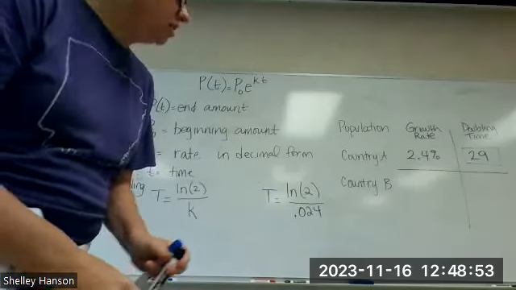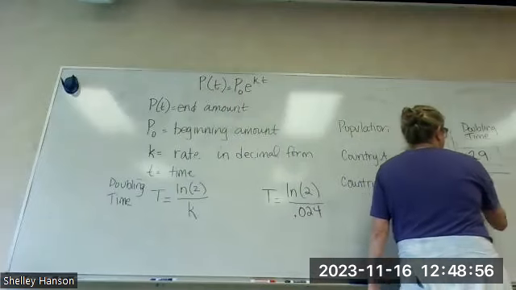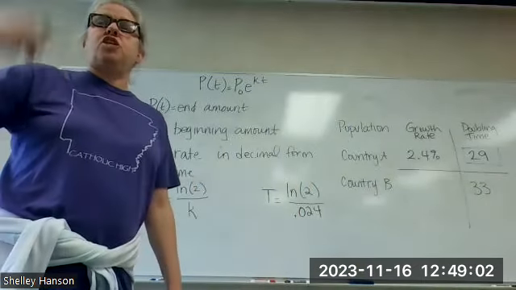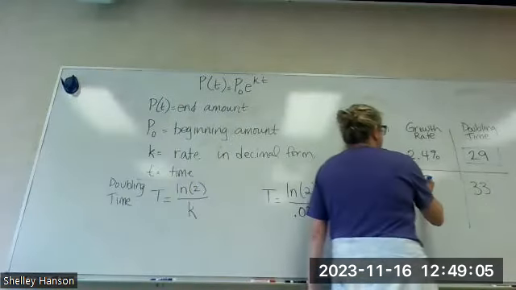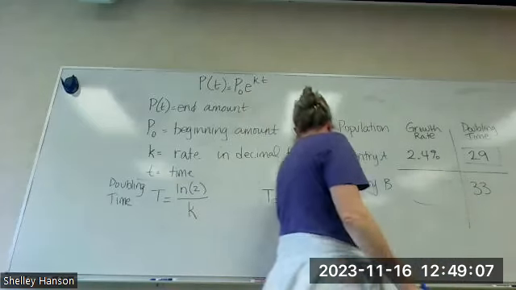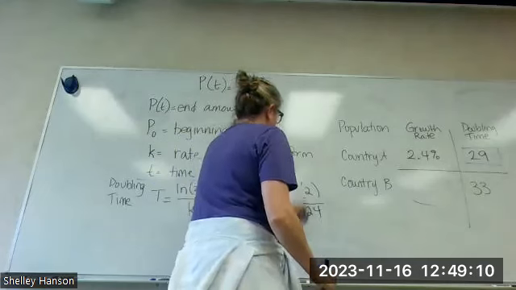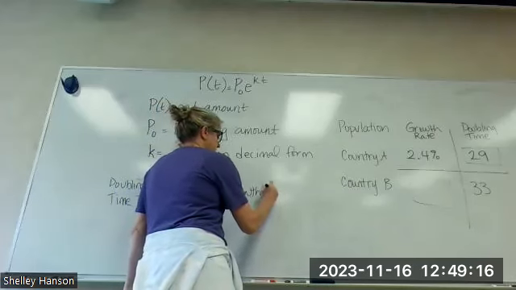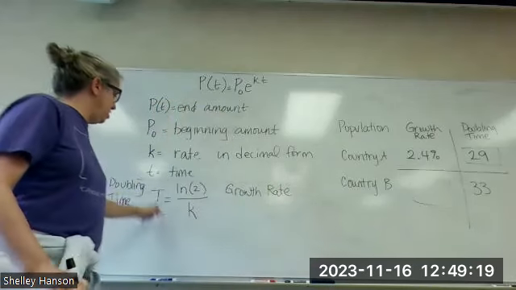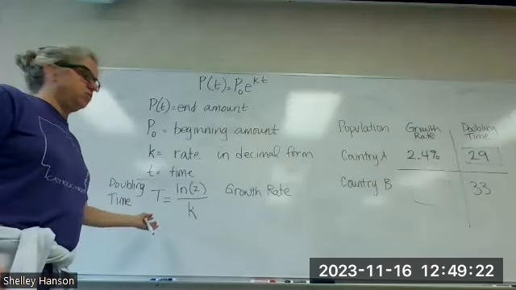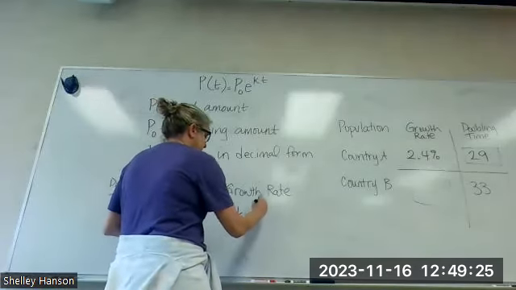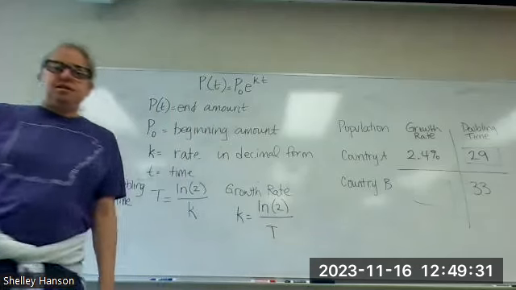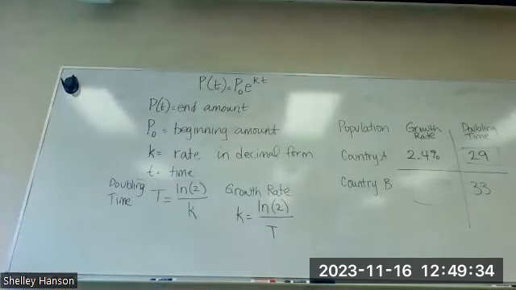The second row tells me if a population doubles in 33 years, if it took 33 years to double, what was its growth rate? To find the growth rate, we can just rearrange this. When you rearrange it to have k by itself, it actually just ends up being ln of 2 over the doubling time. That will give you the growth rate.